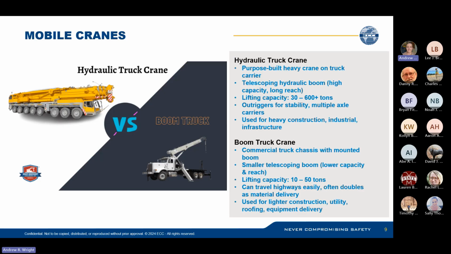So mobile cranes: hydraulic truck cranes versus a boom truck crane. These are very common on construction sites that need load handling equipment. A hydraulic truck crane is a purpose-built heavy crane on a truck carrier. It has a telescoping hydraulic boom with a high capacity and a long reach.